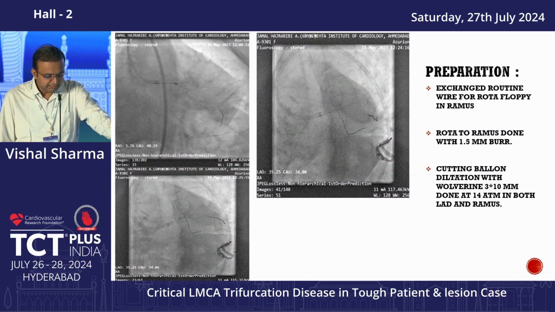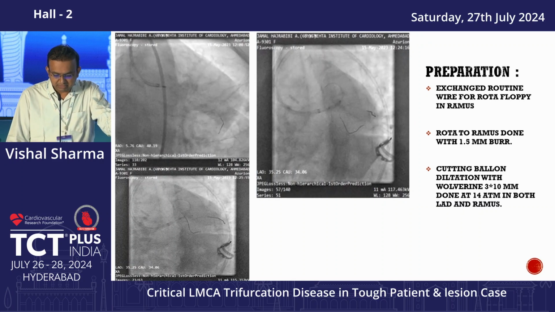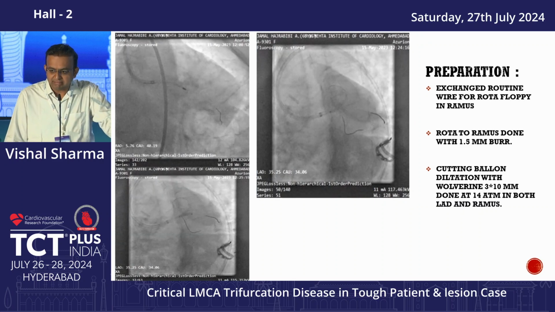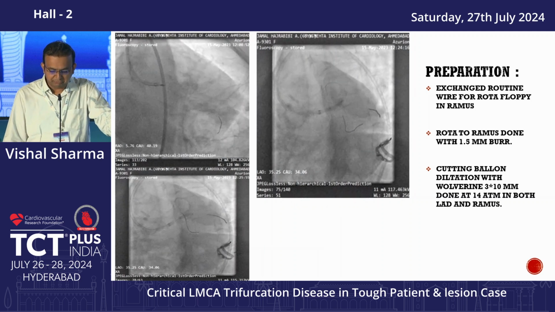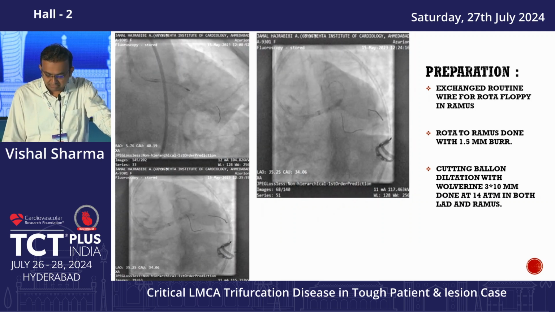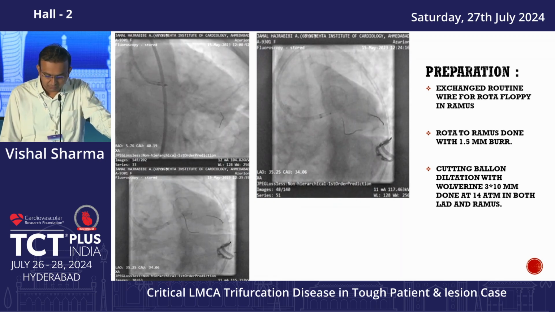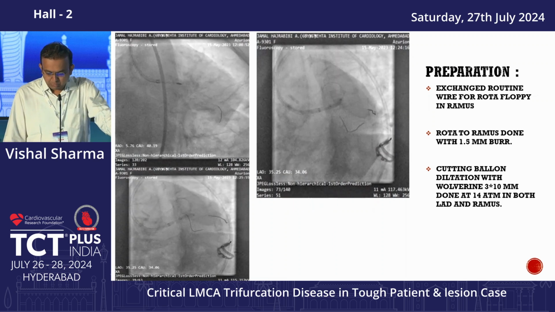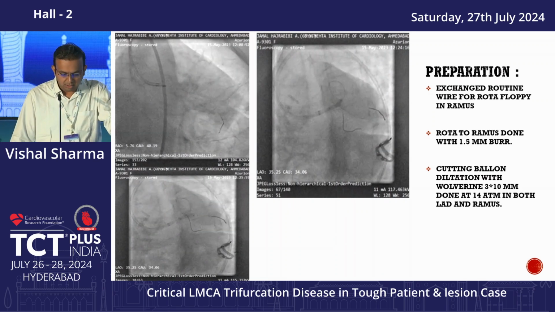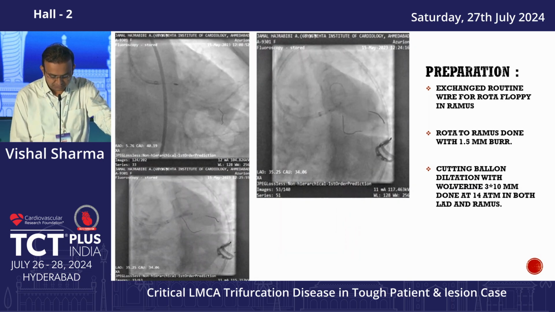With that handy information from IVUS, we realized that we would not be able to get away with just balloon dilatation in the ramus as well. So we exchanged the routine wire in the ramus with the Rota floppy and went ahead with rota to the ramus with a 1.5 mm burr. Again, going very carefully, not pushing through, because we knew that there was that eruptive calcium. If we forced very hard, it could result in perforation. Following that, we did a cutting balloon dilatation with Wolverine 3.0/10, sequentially in LAD and RI at 14 atmospheres each.